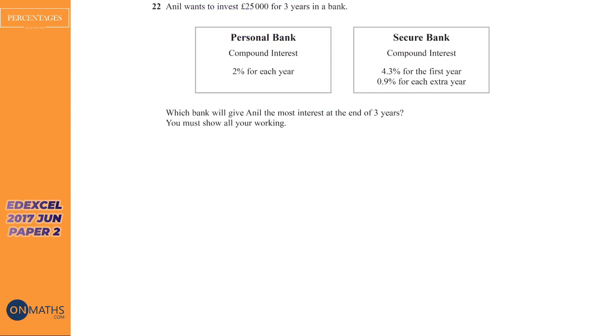Last up is Edexcel, and this is by far the hardest question we're going to have today. And this is all about compound interest. And the thing about compound interest is the amounts that you get get bigger and bigger the longer you have the money in there. So unlike simple interest, where you get the same amount of interest every single year, compound interest grows.